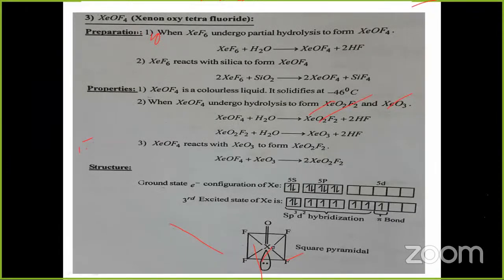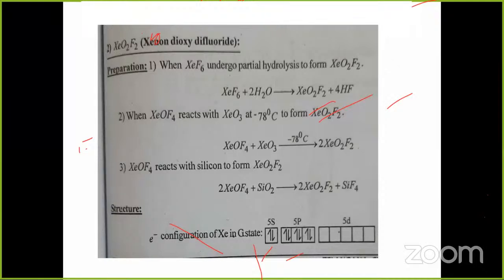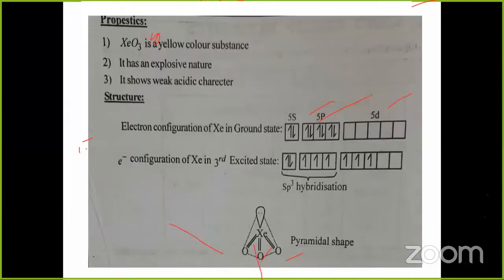You see the structure here. The ground state electron configuration of xenon is 5s2 5p6, and in the third excited state the hybridization is sp3d2. The sp3d2 standard geometry is octahedral, but in this compound xenon has one lone pair, therefore square pyramidal. The geometry name is square pyramidal. And xenon dioxide difluoride is also the same, you know already. Now come to xenon oxides, XeO3 and XeO4.